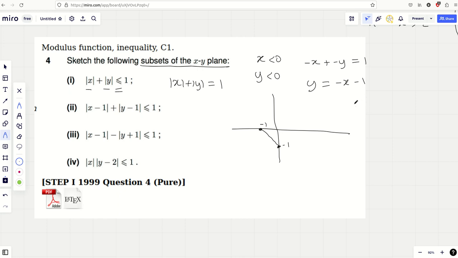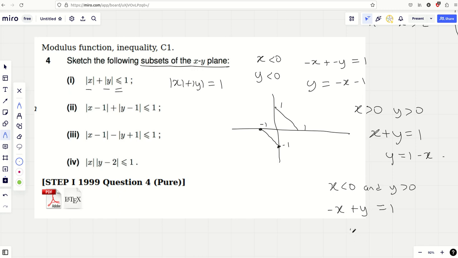Now, it doesn't take too long to think, what about if x is greater than 0 and y is greater than 0? In other words, they're both positive. Then you've just got x plus y equals 1, and so y is 1 take away x. We're going to have a negative gradient, going through 1 and 1. Now, what about if x is less than 0 and y is greater than 0? In that case, x needs to become minus, but the y can stay positive, and you've got y equals x plus 1. And so you're going to get this.